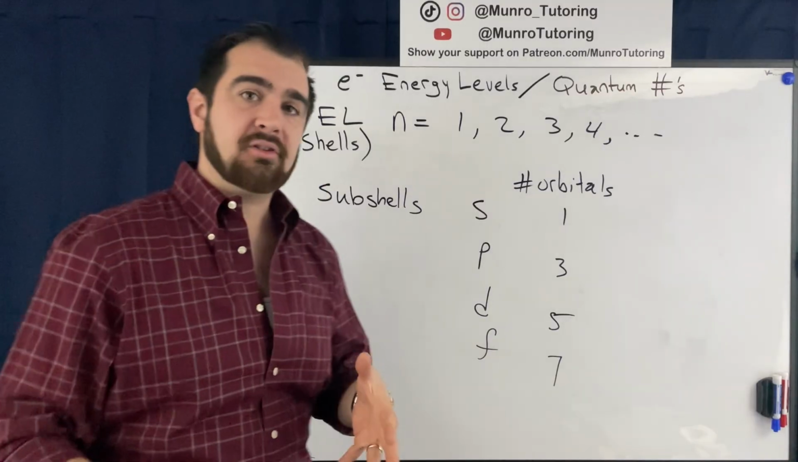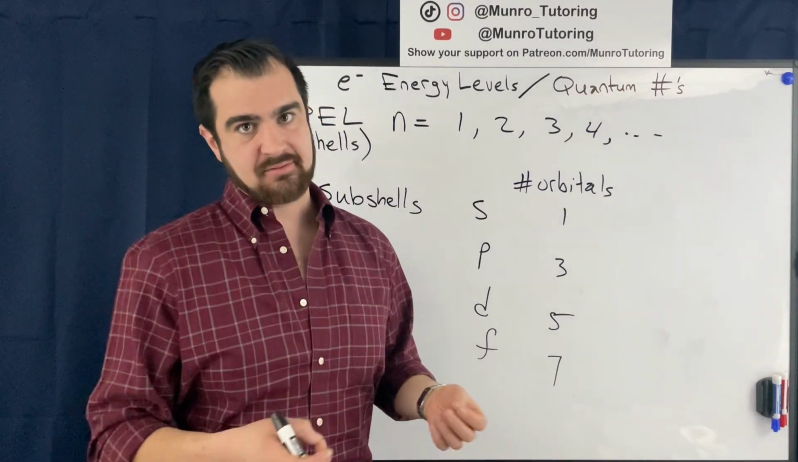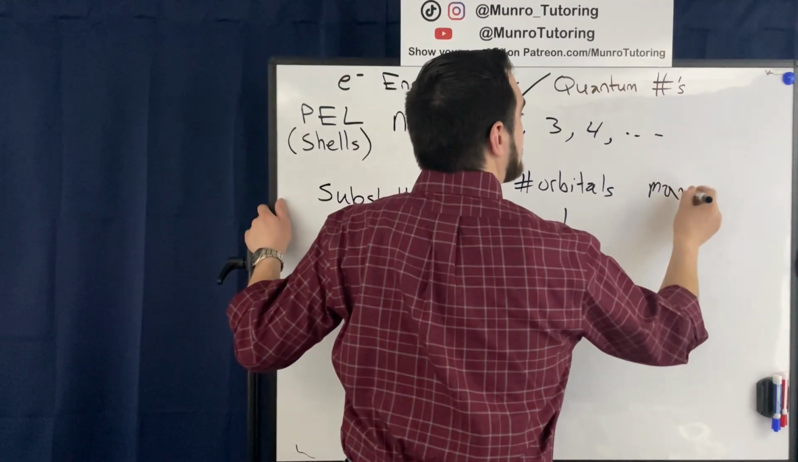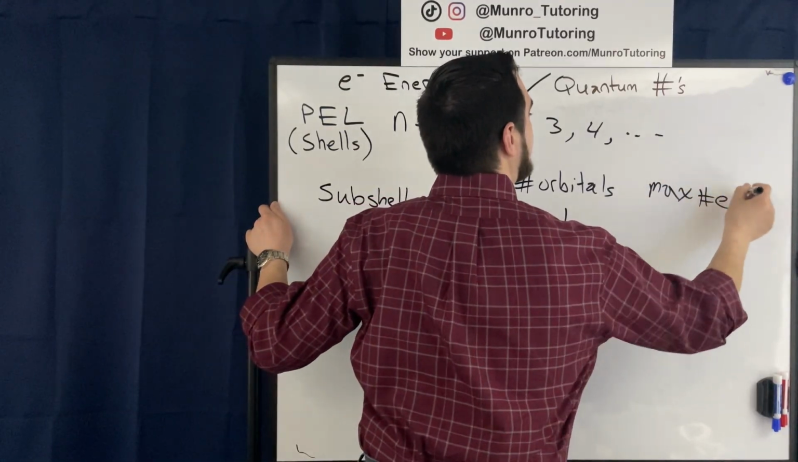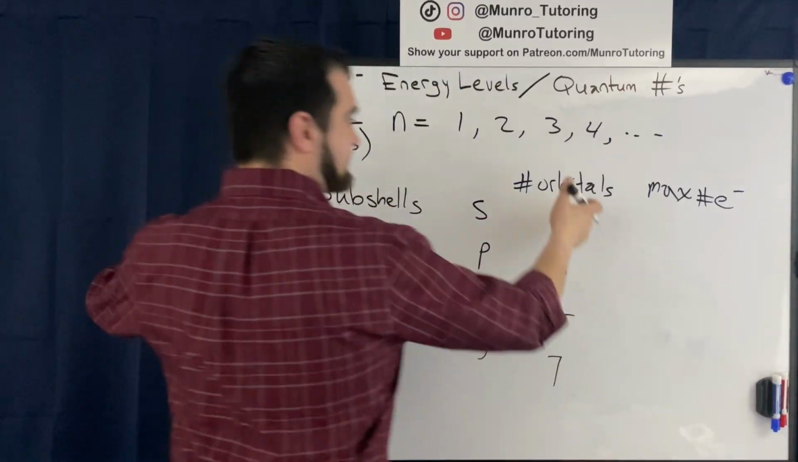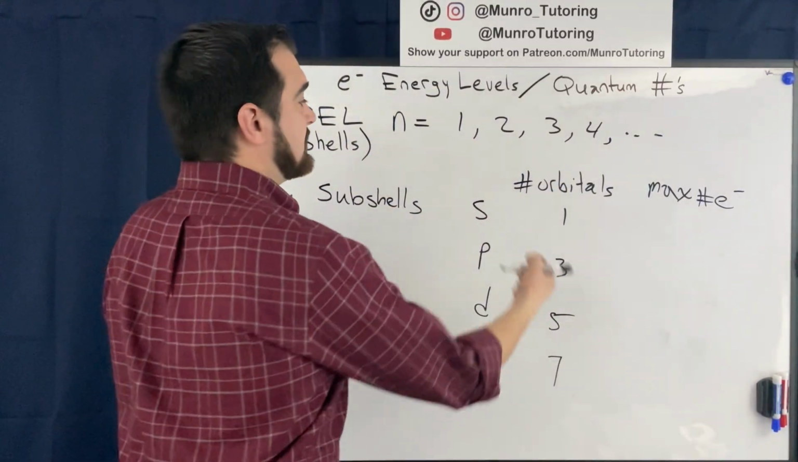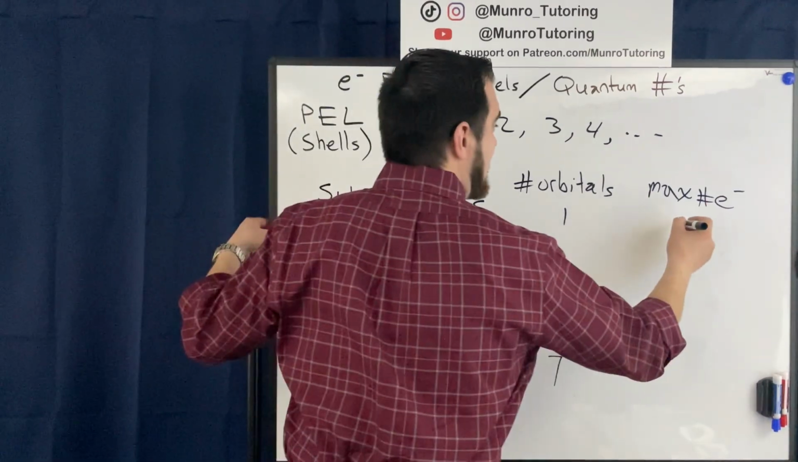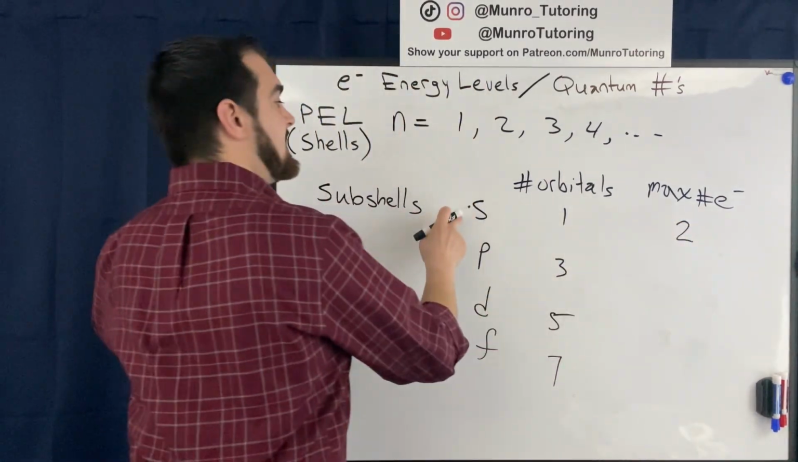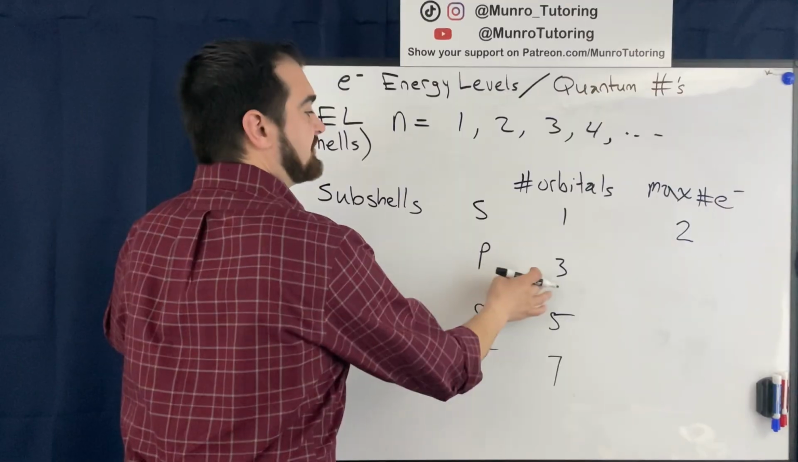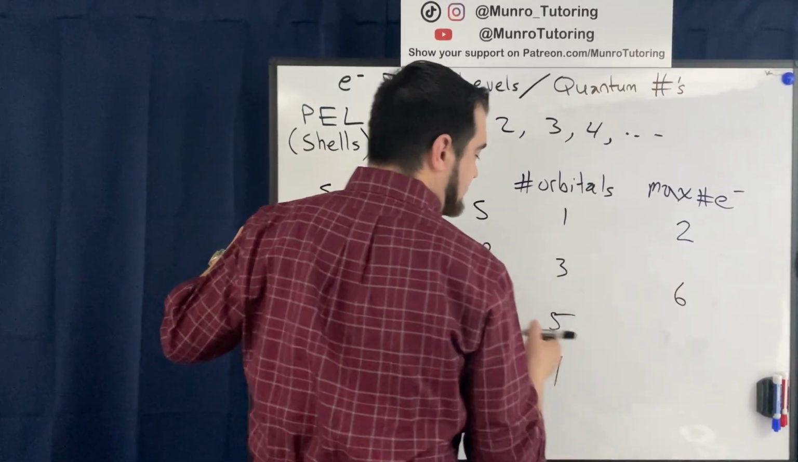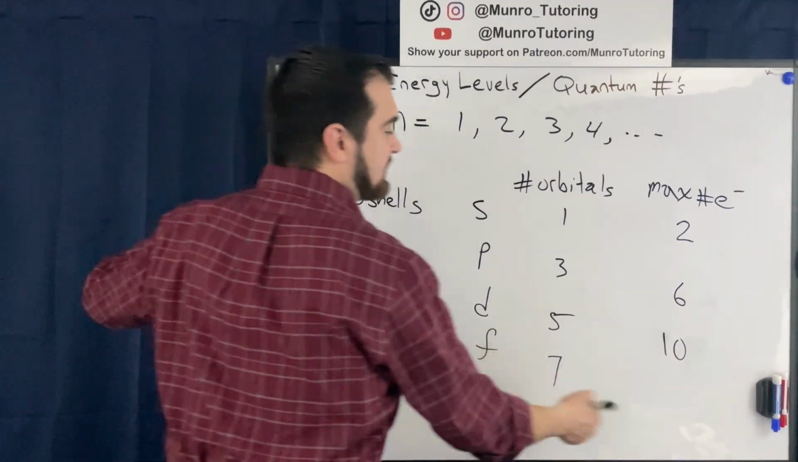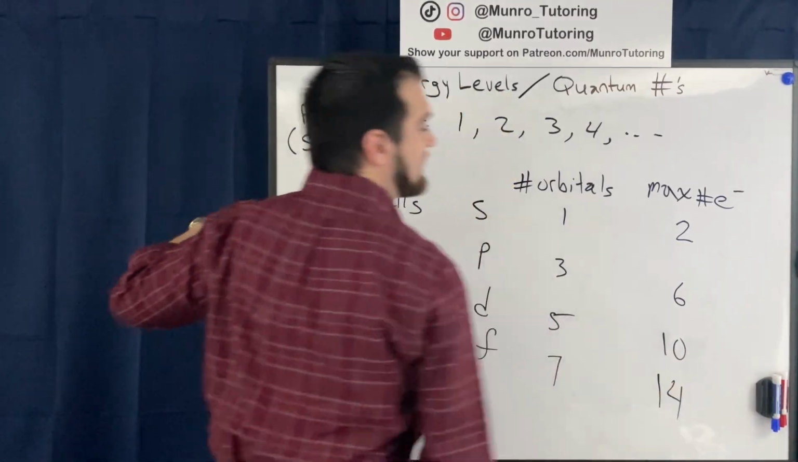And then an orbital can hold up to 2 electrons. So I'm just going to write max number of electrons, and then you just double the number of the orbitals. So if it has 1 orbital, an orbital can hold up to 2 electrons. So there's a max of 2 electrons in an S subshell. A P has 3 orbitals, so it's going to be 6. The D has 5 orbitals, so that'll be a 10 maximum electron count. And the F can hold up to 14 electrons.